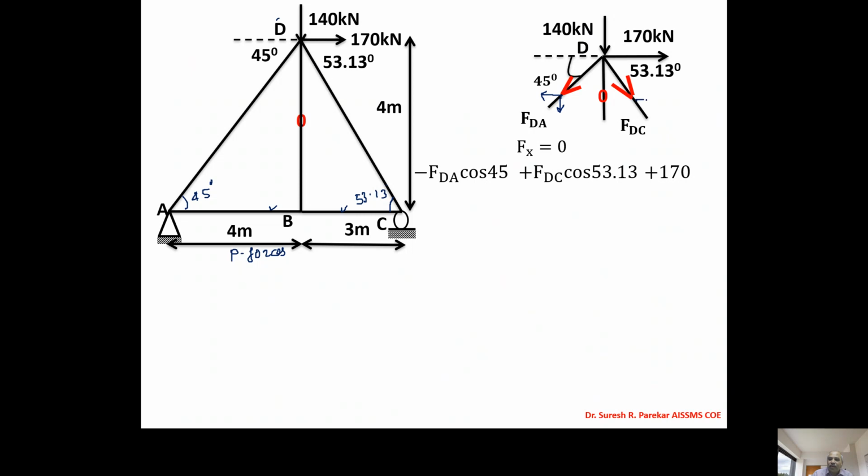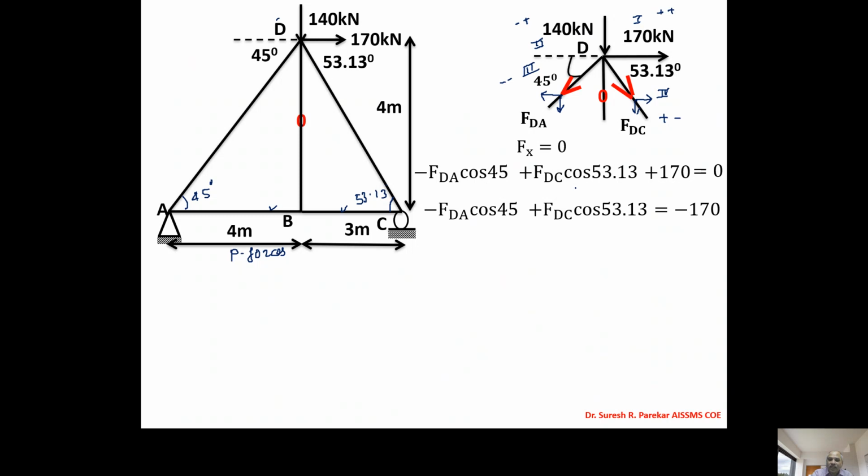Then we have this in the fourth quadrant. So we have x plus, y minus. This is my first quadrant, this is my second quadrant, this is third, and this is fourth. In the first, both are plus; in the second, x minus, y plus; in the third, both minus; in the fourth, x plus, y minus. And then we have plus 170, and that is equal to 0.